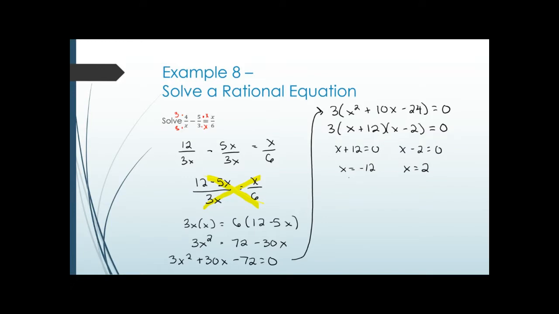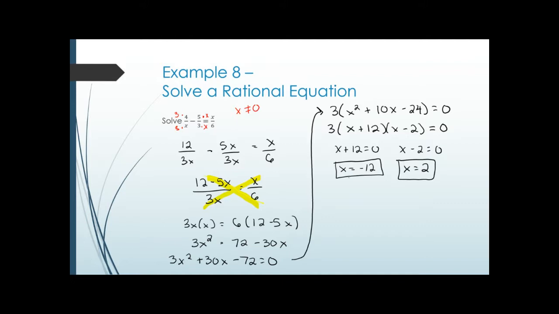And then I just need to double check back in the original problem that neither of those numbers make the denominator 0. In our original problem, our domain, the only thing we had to worry about is that x cannot equal 0, because that's the only variable in the denominator. So since we did not get x equals 0 as one of our answers, both of these values work. And so we have two solutions to this rational equation, negative 12 and 2.